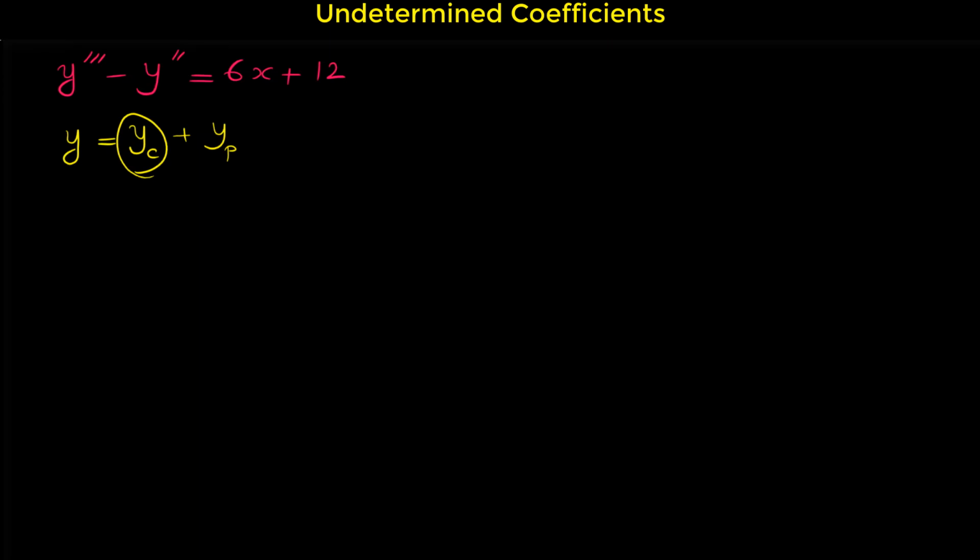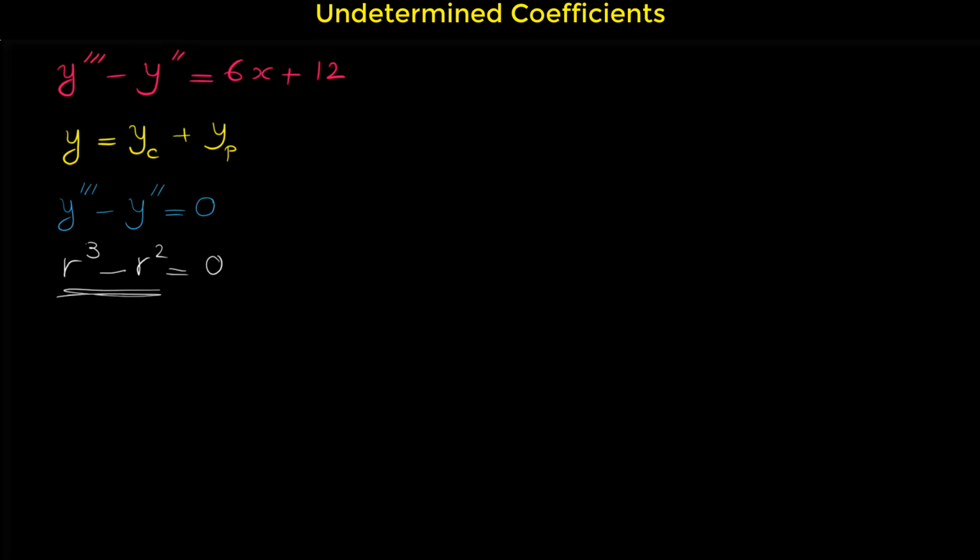The complementary solution is the solution of the corresponding homogeneous differential equation. The homogeneous differential equation corresponding to this one is y triple prime minus y double prime equals 0. So we set this side equal to 0. By solving this homogeneous differential equation, we can find the complementary solution. First, we have to write the characteristic equation: r to the 3, because we have 3 primes here, minus r to the 2 equals 0.